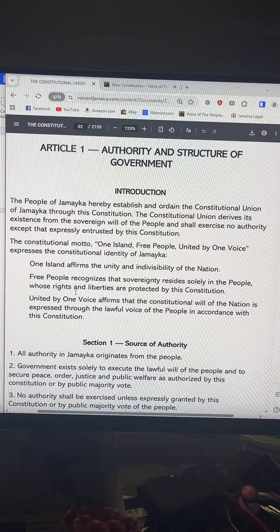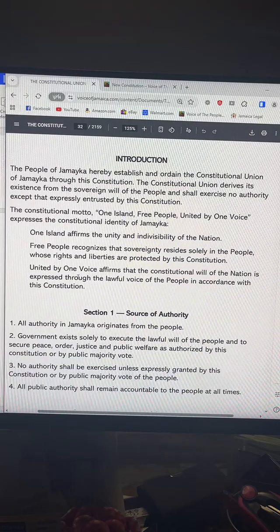So we have another newcomer, Mr. or Miss Ginar. The question is, unrelated note, why is Jamaica spelled with a K, J-A-Y-K-A?